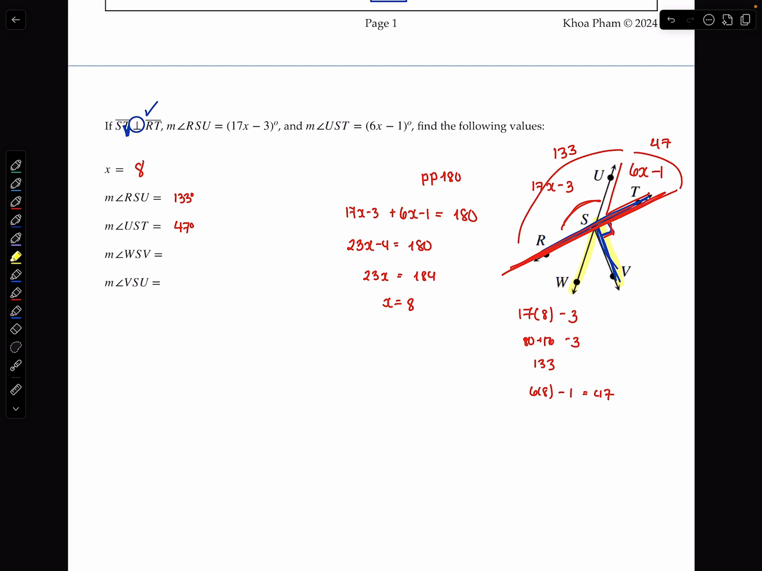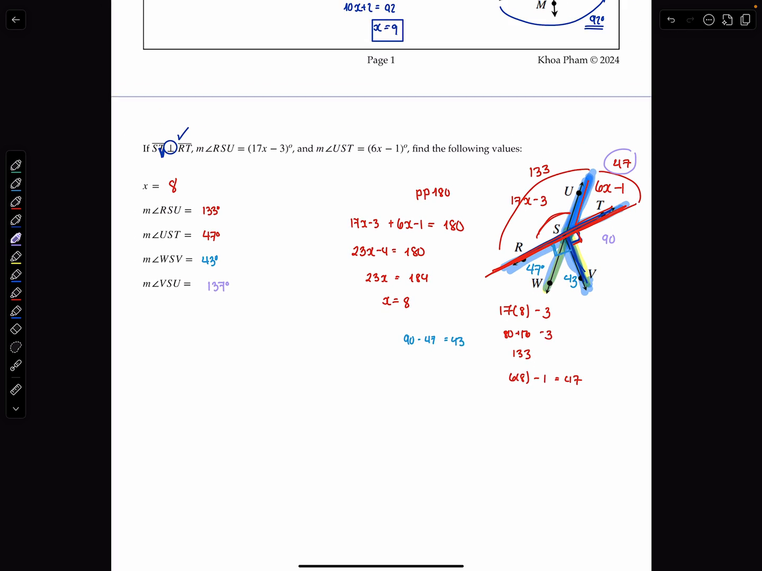WSV. Interesting. Oh, okay. So the way that I'm going to work this out is that this angle UST is vertical to this angle RSW, and so this angle on the bottom is 47 degrees. If this here is a right angle, then 90 minus 47 is 43 degrees, which is what this angle here would be, 43 degrees. Last but not least, VSU. So VSU is the big one, and VSU is a combination of this 47 here and that 90 there, so that's 137 degrees. And so we are done.